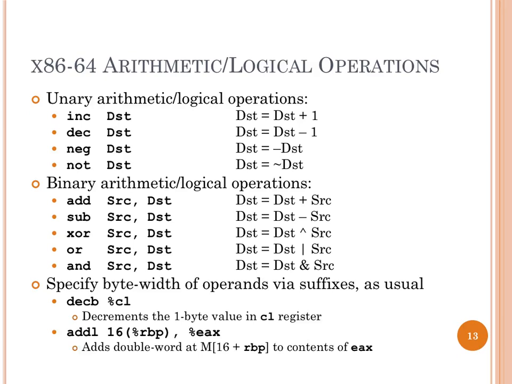Here's another one, addL. This is a fun example because you can see we're accessing RBP plus 16. RBP is a 64-bit value. We're adding 16 to it, but we're really not adding that value in. We're adding whatever is at the 4 bytes at that address to EAX. So you'll see operations involving different bit widths because they have different roles.